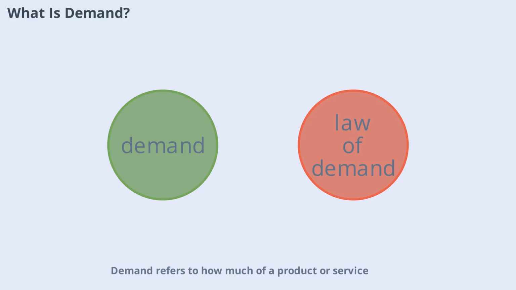Demand refers to how much of a product or service people are willing and able to buy at different prices. Imagine you love ice cream. If the price drops, you might buy more. If it rises, you might buy less. This relationship between price and the quantity people want is called the law of demand. It's a basic principle that helps explain why sales rise during discounts and fall when prices go up. Understanding demand is the first step in grasping how markets function.